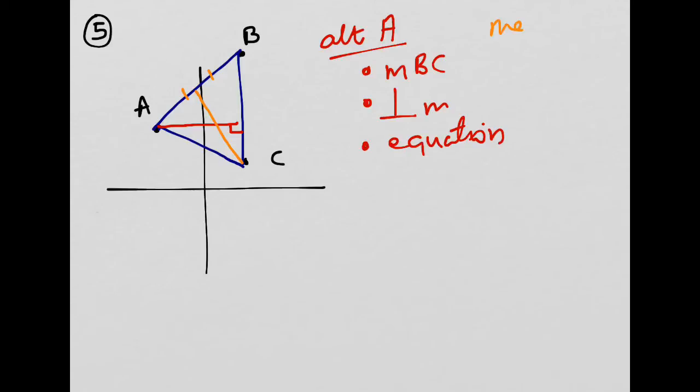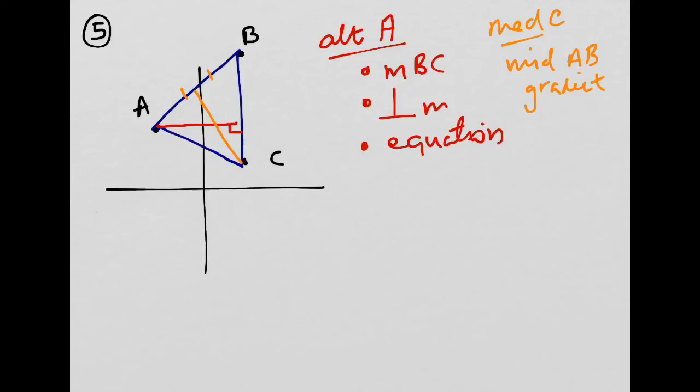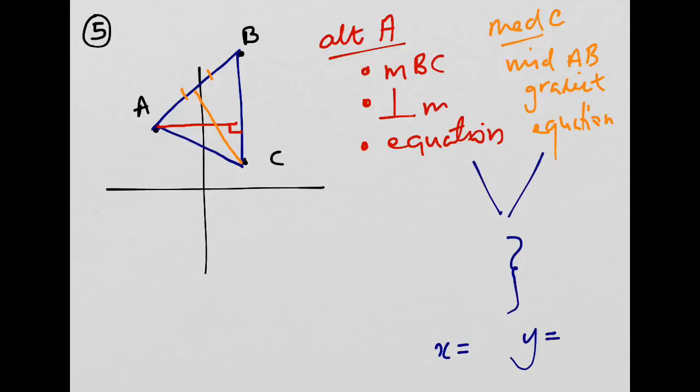For the median through C, we're going to find the midpoint of AB, then we're going to find the gradient using that point and the point C, and then we're going to find the equation. And then once you've done that, next thing you do is you take these two equations and you do your simultaneous equations on them to get x equals and y equals. Now the only thing I will say about this one is when you're doing the altitude question, you'll find that the gradients are going to be 0 and undefined, but you should know how to deal with that.